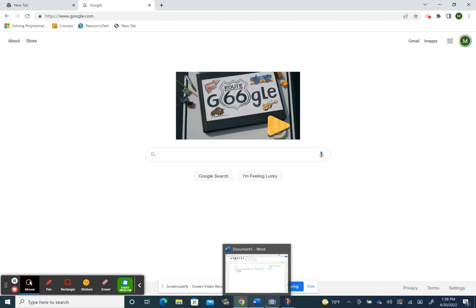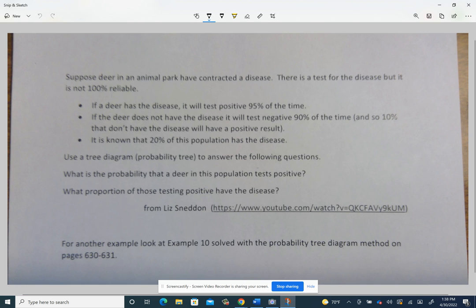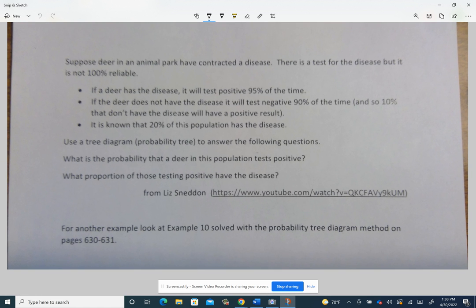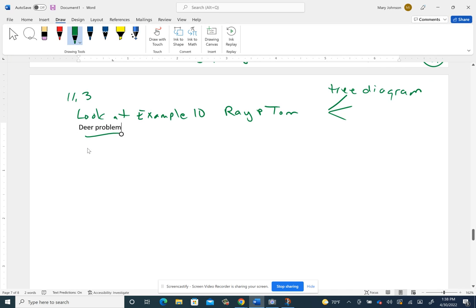Okay. But let's go ahead and look at the deer problem that I passed out in class. Let's see, I have it somewhere. Here it is. All right. So we have a situation. Let me see if I can copy that. I want that to be copied and put it on my word sheet real quick.